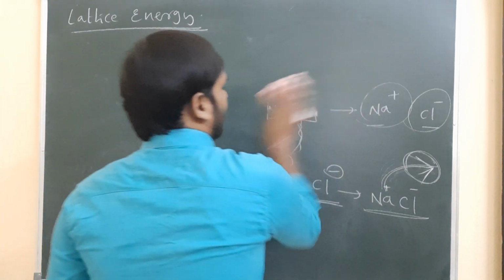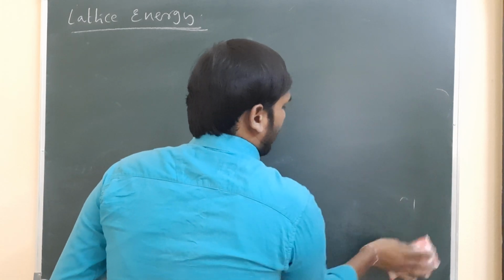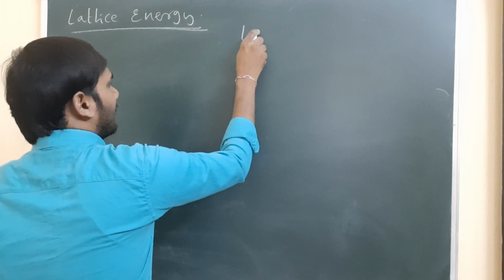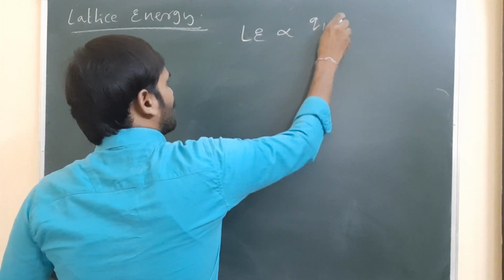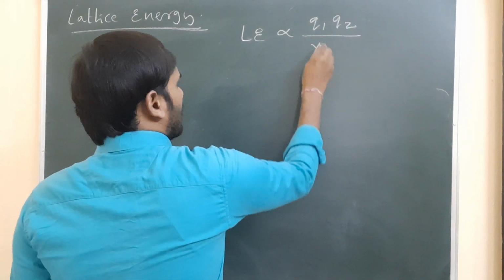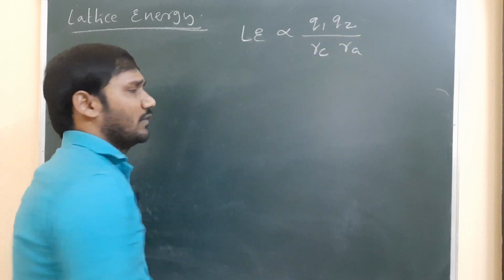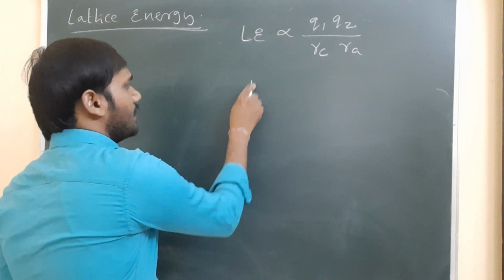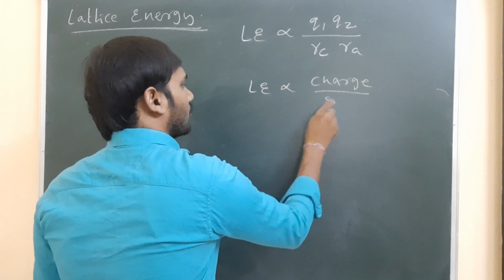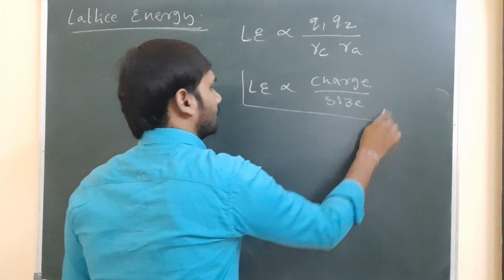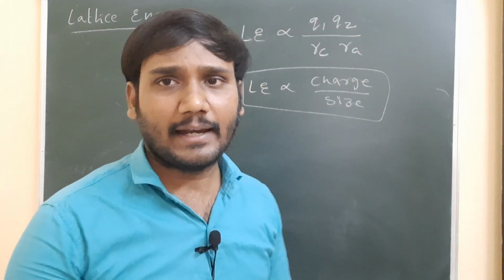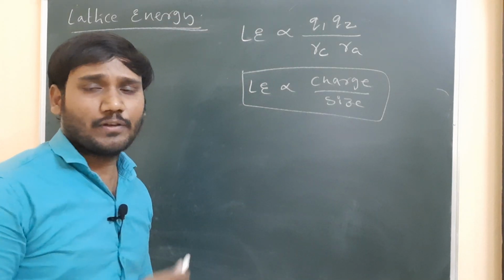Now lattice energy is directly proportional to the charge of the cation and the charge of the anion, and inversely proportional to the radius of the cation and the radius of the anion. So simply we can say that lattice energy is directly proportional to charge and inversely proportional to size. So this is about lattice energy.